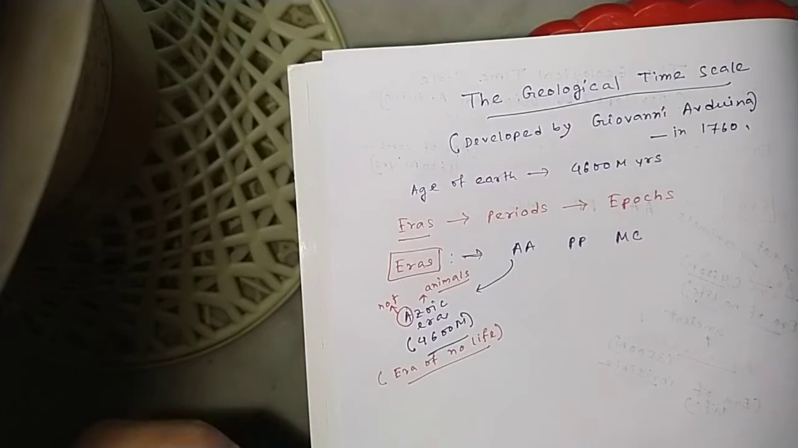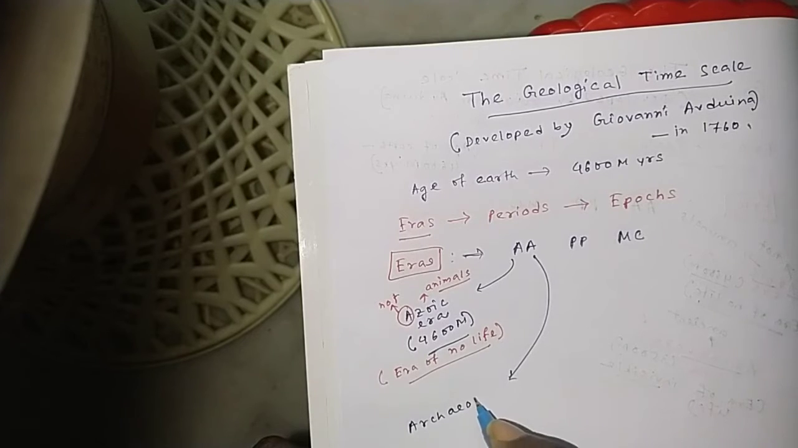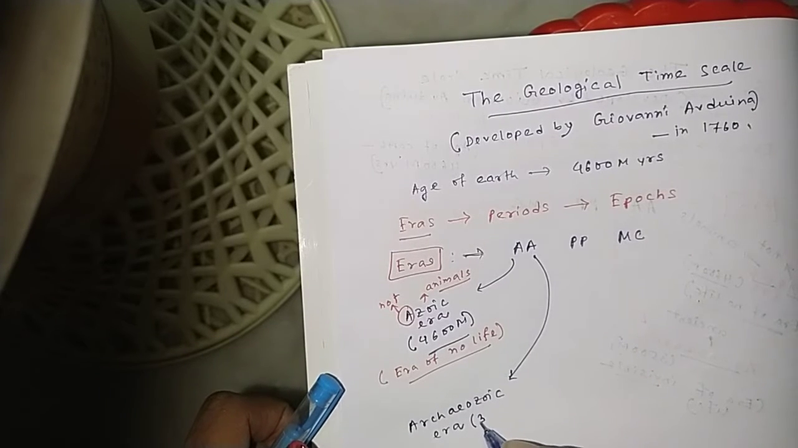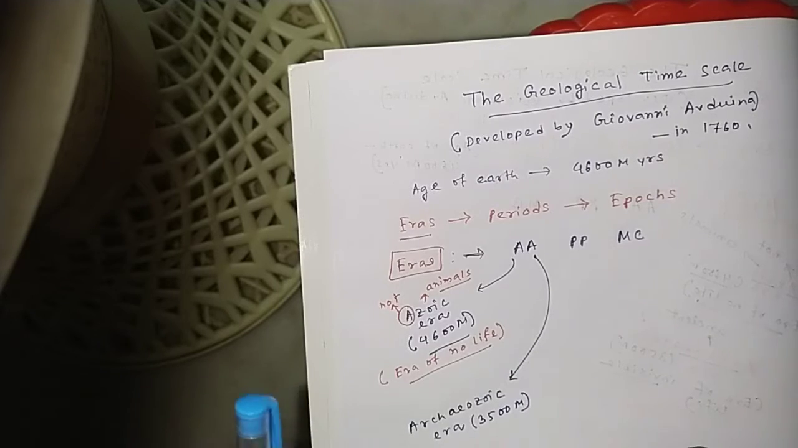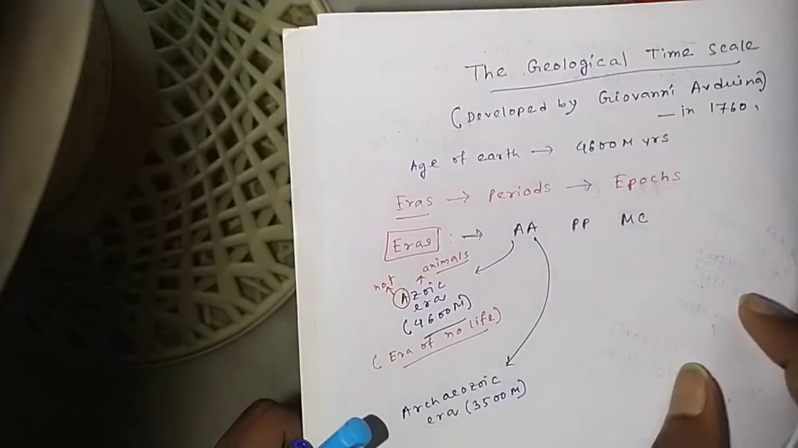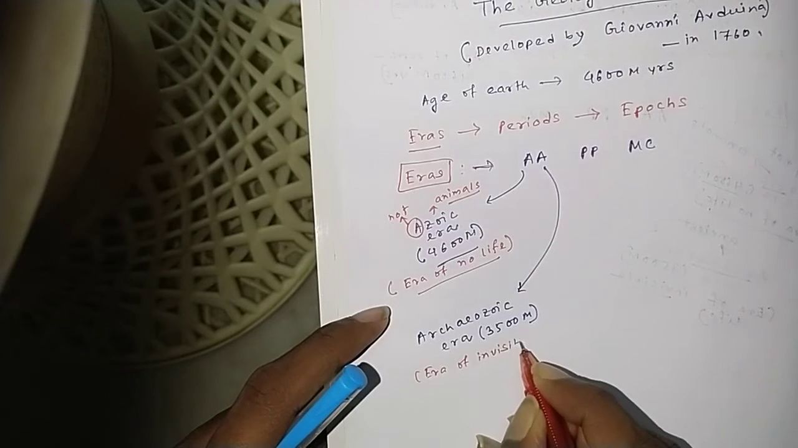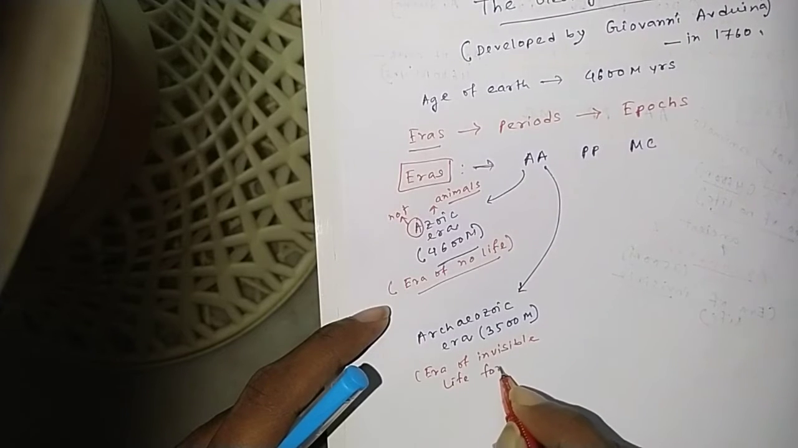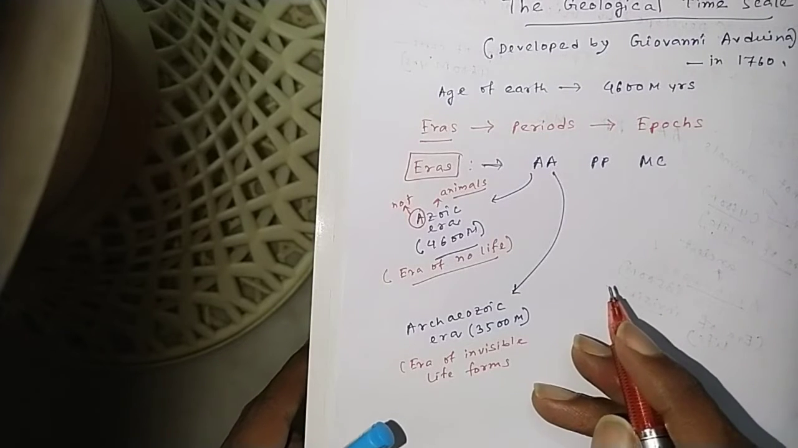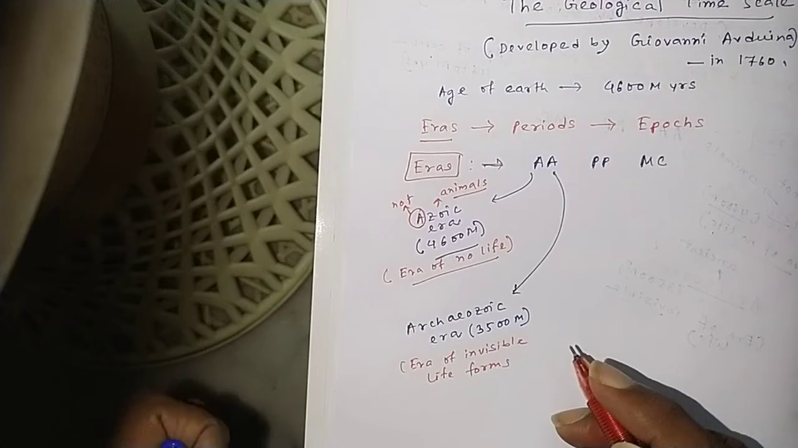After that, let us talk about the second A. The second A is for Archeozoic era. Now the Archeozoic era is somewhat 3500 million years, and this is the era in which the invisible life forms appeared, and that's why it is called the era of invisible life forms. Invisible means you cannot see it with your naked eyes. For this we have to use complex instruments so that you can see them.